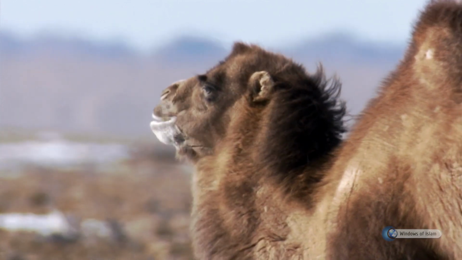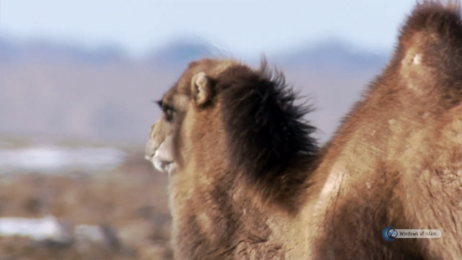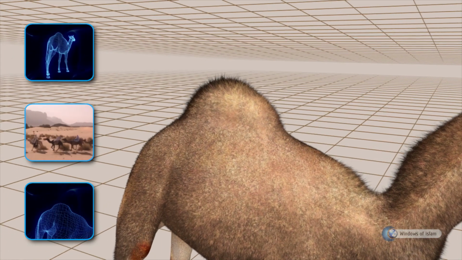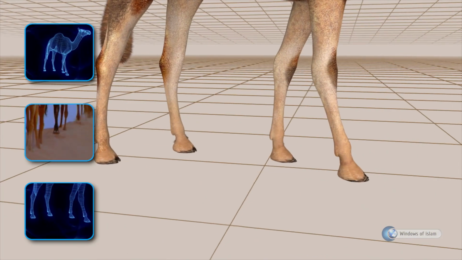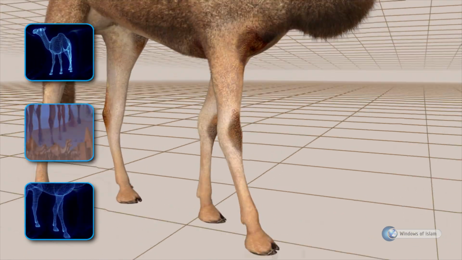Now let us look at how the most appropriate preferences are chosen for a camel. A camel's hump is like a reservoir. For days, the camel is able to manage with this livelihood, and it can live without water for 3 weeks. Its feet are wide, and the camel can run in the sand without sinking.